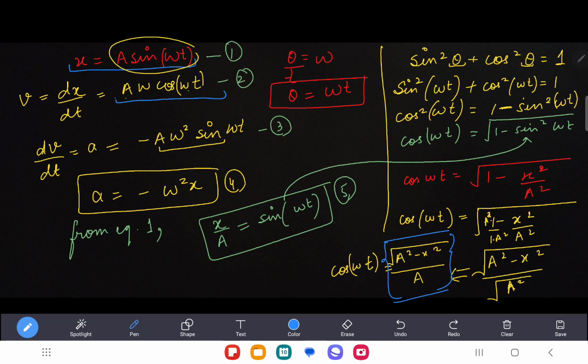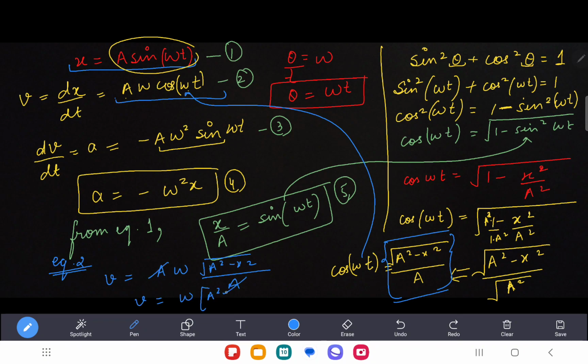What do you think equation 2 modifies to? So velocity shall be what? A omega, and cos omega t's value is under root of a square minus x square over a. A cancels a. So velocity comes up to omega into under root of a square minus x square. That's the expression for the velocity of the shadow. You understand?